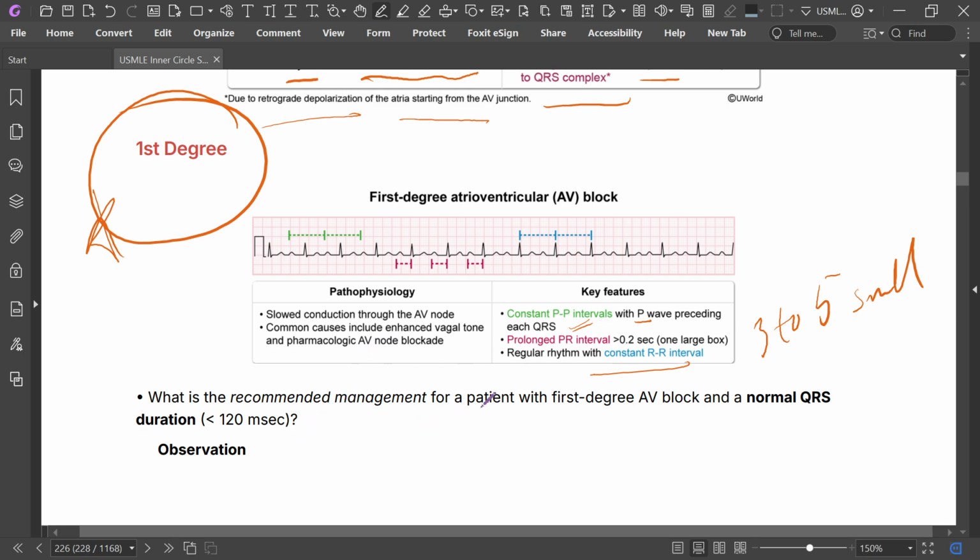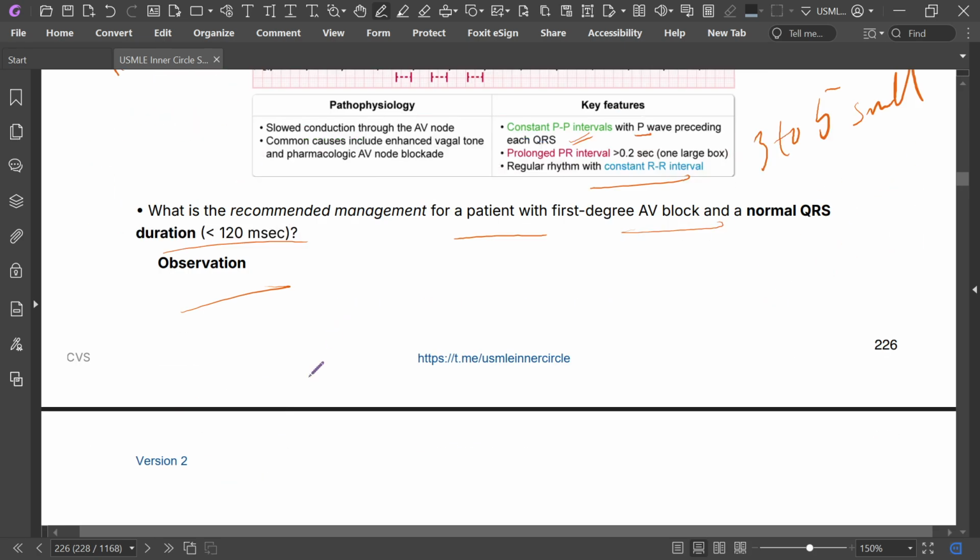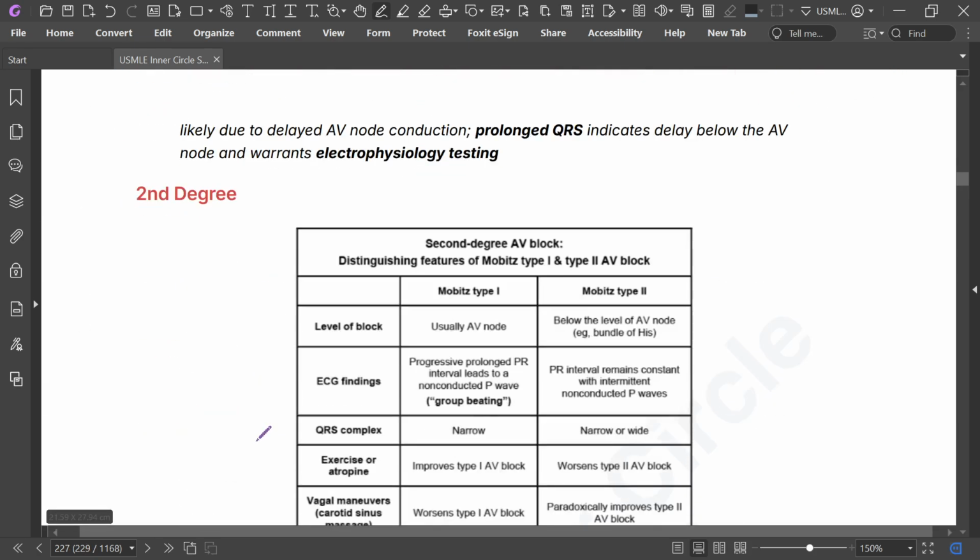What is the recommended management for a patient with first degree AV block? With a normal QRS complex, less than 120 milliseconds, observation should be done, likely due to AV node conduction. A prolonged QRS indicates a delay below the AV node and warrants an electrophysiological study.